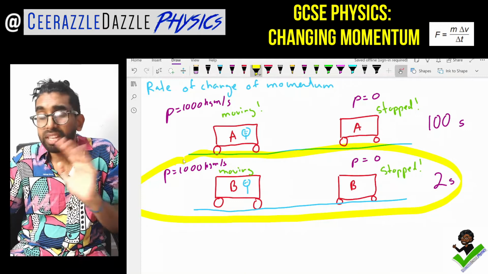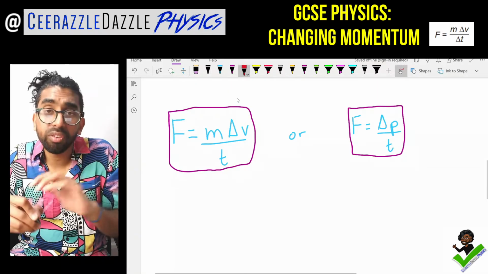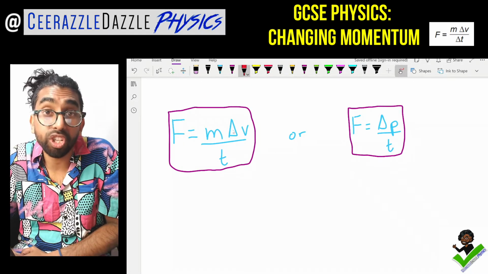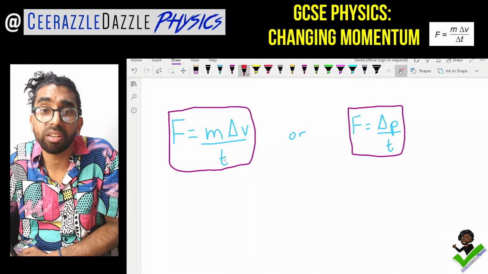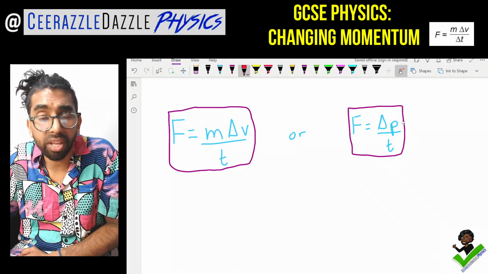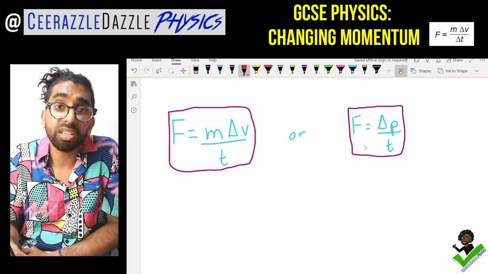There's a formula that can help connect this. Here is the formula. Force is equal to the mass of the object times the change in velocity divided by time taken. Or F is equal to delta P divided by T, where delta P is the change in momentum over time.